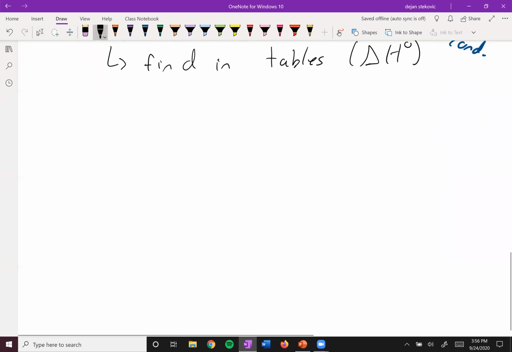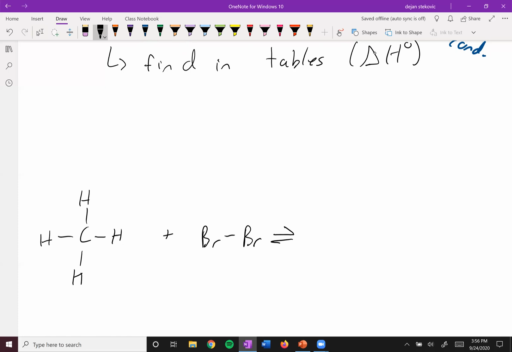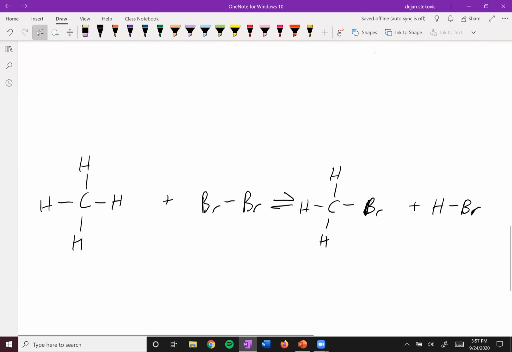And so we can take a look at an example of this, right? So if we have methane, CH4 plus Br2 to form a C-Br bond, bromomethane, and HBr, we can take a look at these bond dissociation energies. And so we should think about what bonds are being broken and what bonds are being formed. So over here on the left, we've got this C-H bond, and we're going to break this. We've got this Br-Br bond. We're going to break this. And then over on this other side, we're going to form this C-Br bond, as well as this H-Br bond.